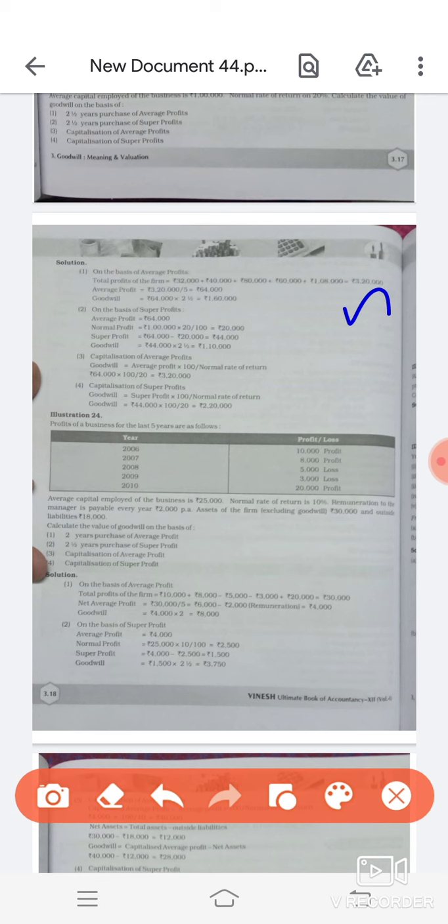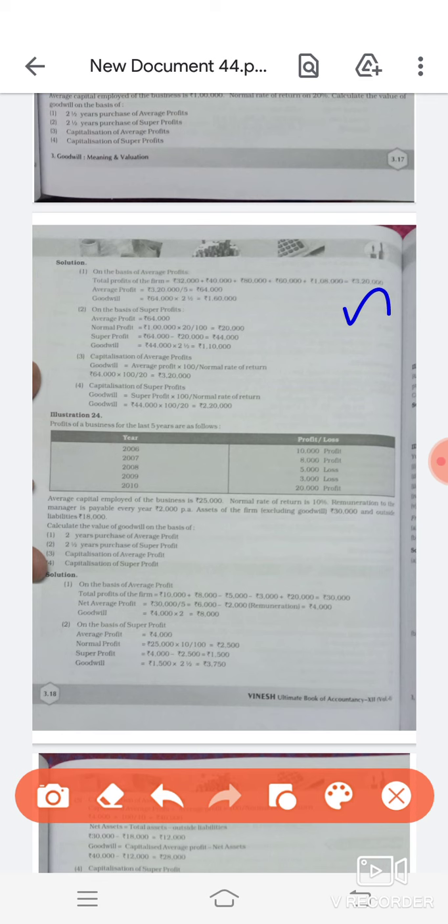Super profit is the same; we already calculated the average profit. To find the super profit, we have to find the normal profit, because super profit is average profit minus normal profit. What is the formula? Capital employed into normal rate of return divided by 100. What is the amount of capital employed? This is also given directly in the sum, 1 lakh. Normal rate of return is 20%. So we apply the formula in the sum. And if there are any adjustments, we have to do the adjustments first and then apply the formula.